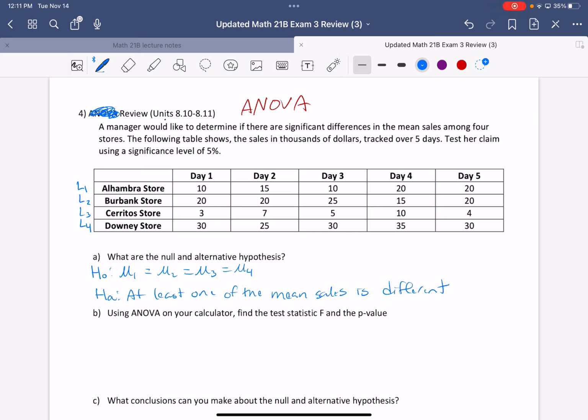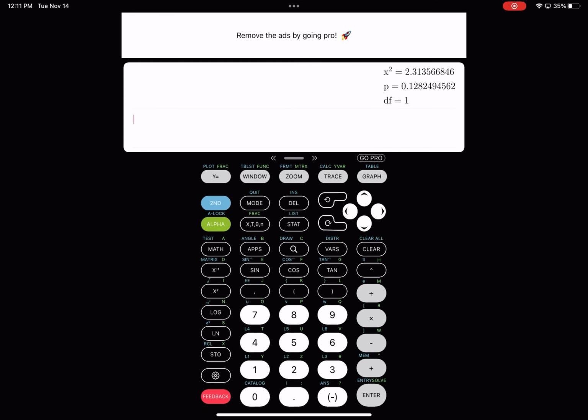That's what each of the means represent. We're starting off with our null, saying that the mean sales are all equal across the 4 stores. And our alternative is that at least one of the mean sales at one of the stores is different. So at least one sales mean in thousands of dollars is different. Perfect. All right. So now it even tells you to use ANOVA on your calculator to find the test statistic F and the p-value. So all calculator.